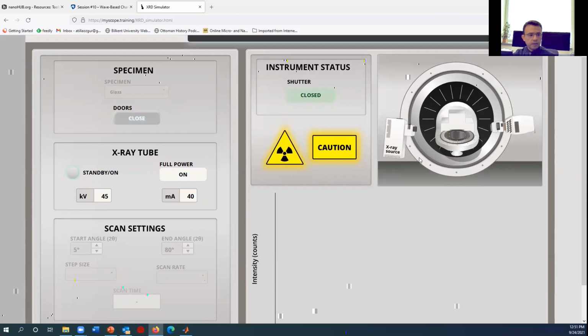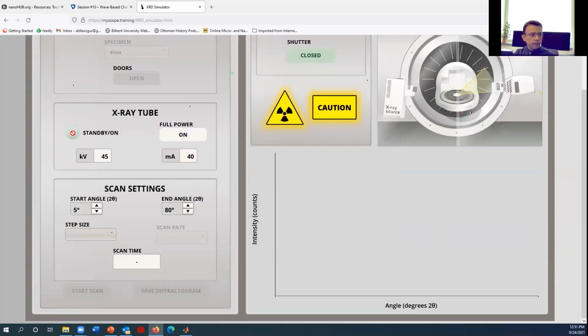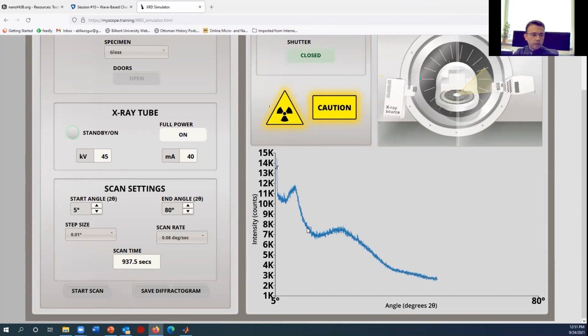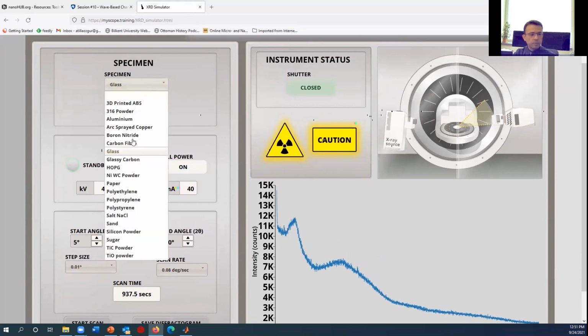It's an amorphous material. So if we, not talking about quartz, of course, and if we set the angle ranges again and hit the start scan, we get not such nice peaks anymore, as you can see. So they can understand the differences between more crystalline structures and more polycrystalline or amorphous structures.